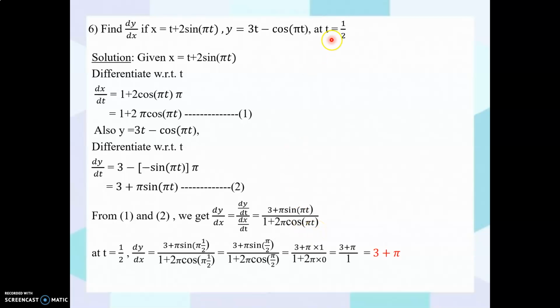Now you have to find at t equal to 1 upon 2, the derivative of this function. So you will substitute the value of t in the place of t here. So 3 plus pi sin pi into 1 upon 2 upon 1 plus 2 pi into cos pi into 1 upon 2. So sin pi by 2 is 1, cos pi by 2 is 0. So 3 plus pi into 1 upon 1 plus 2 pi into 0. That's it. 3 plus pi upon 1, that is equal to 3 plus pi is the final answer for this question.